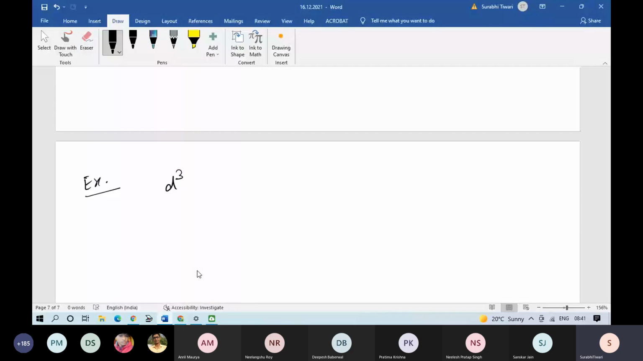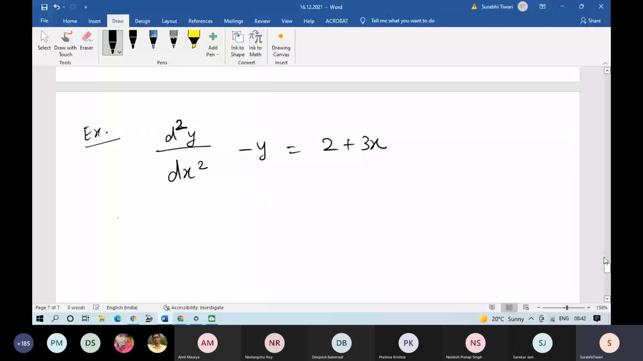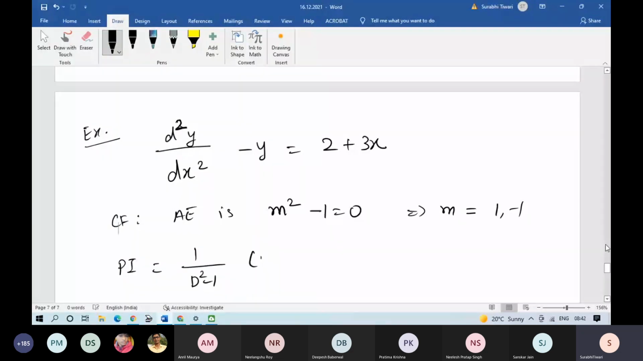The question is d2y upon dx square minus y is equal to 2 plus 3x. Now this is a polynomial. So first you find the complementary function. For complementary function, the auxiliary equation is m square minus 1 is equal to 0. So m will be 1 and minus 1. And for particular integral, this will be 1 upon d square minus 1, 2 plus 3x.